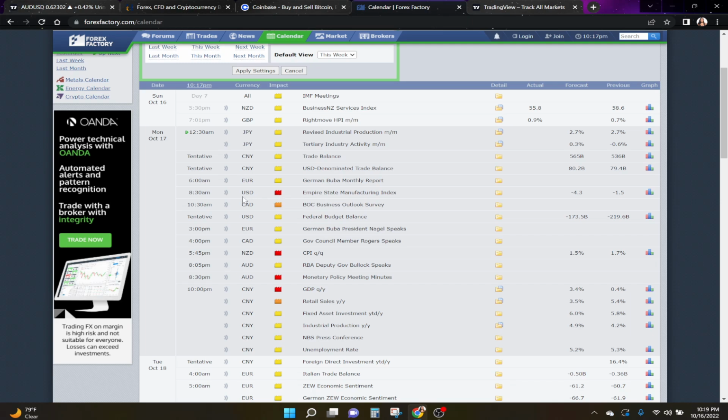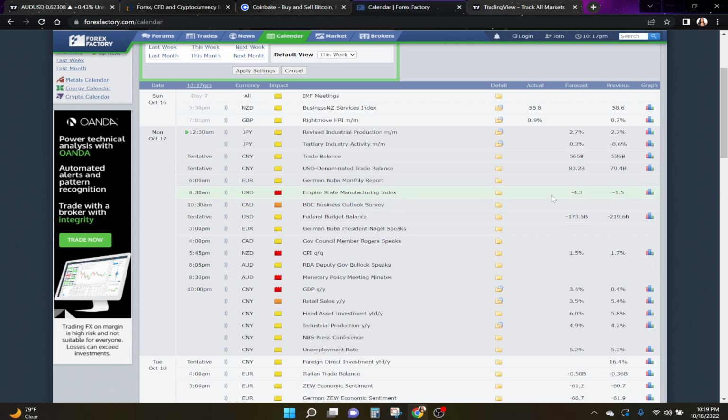Okay, so when you come over here, we see tomorrow at 8:30, we see a USD. The US dollar has high impact news, Empire State Manufacturing Index, and if you want to know what that news event is or what it means, you can just look over to the right of it, and you'll see what the forecast is percentage wise, what the numbers were previously, right? So the forecast is negative 4.3%. Previously it was negative 1.5%.